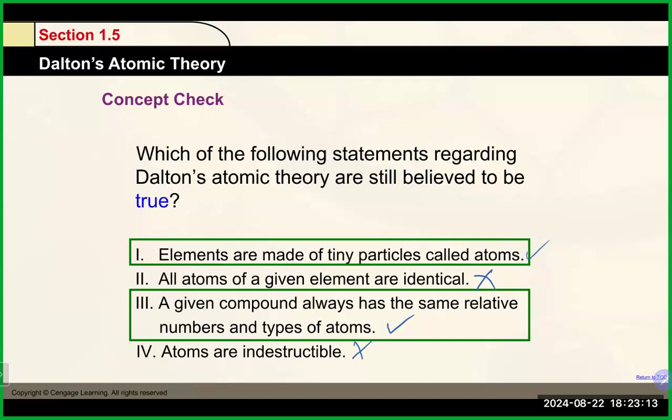So you do need to know Dalton's atomic theory, the different parts. You need to know which things are still true and which things obviously are not considered true today. Any questions on that there? Yeah.